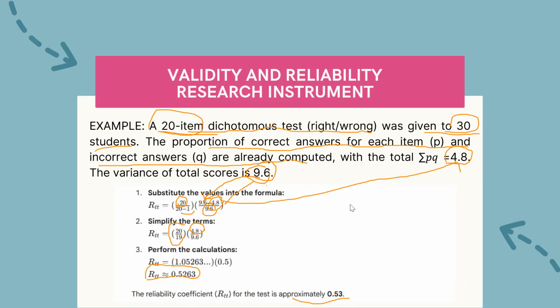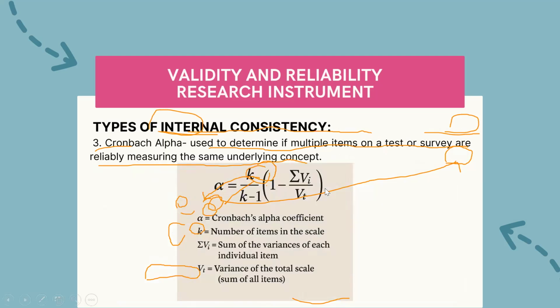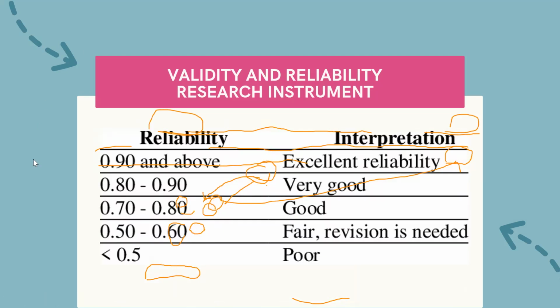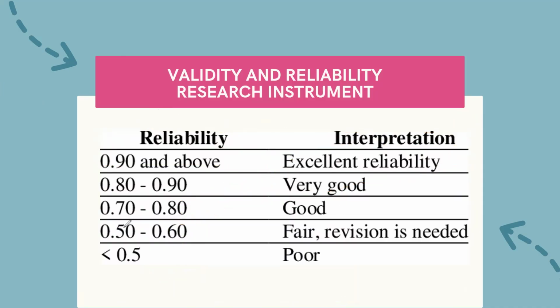So based on the table, let's go back again to the table. 0.53. Is it a good instrument? Based on the table, 0.53 belongs here. Therefore, it is fair, but it needs revision. So that is the use of the reliability test using the Kuder-Richardson. Okay? And to continue, let's move forward to the third type of reliability test.